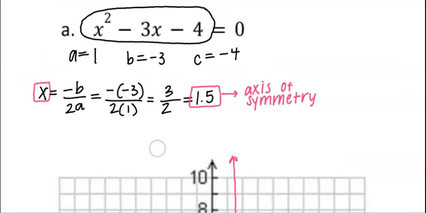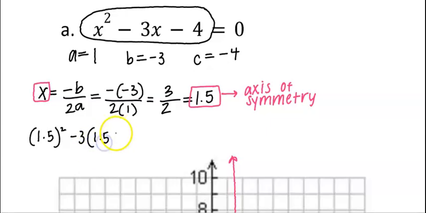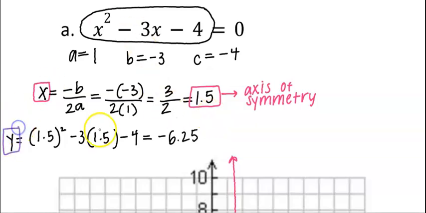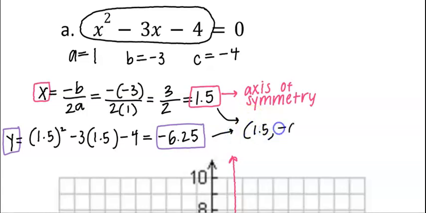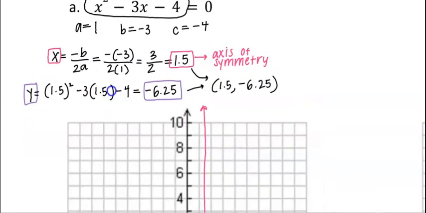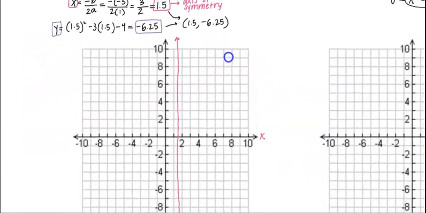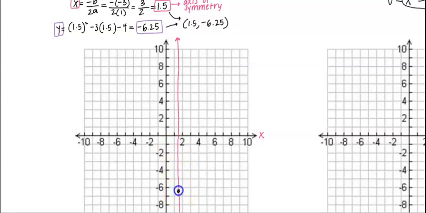To figure out where the vertex is, you're going to take the value that you got for x and plug it back into the function. So you'll have 1.5 squared minus 3 times 1.5 minus 4. That's going to give us the y value. Remember to follow PEMDAS, and for this one, you should get negative 6.25. So putting that together, the x is 1.5, the y is negative 6.25. That makes the coordinate 1.5, negative 6.25. Graph that as the vertex on the graph. You're going to have to estimate a little bit there.